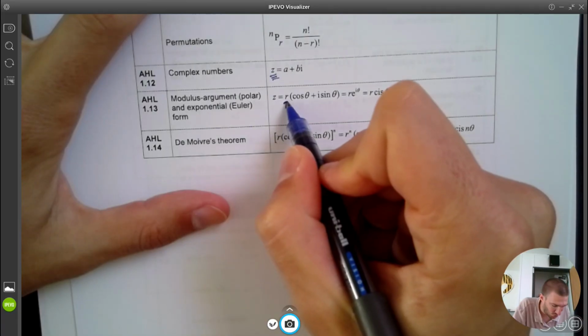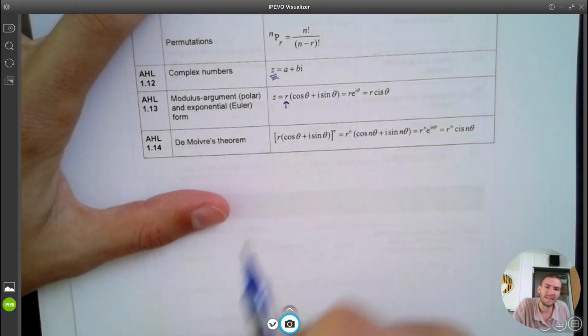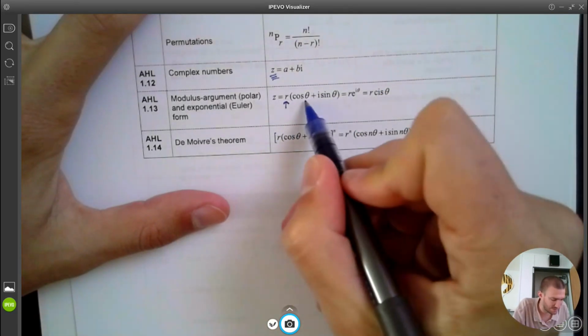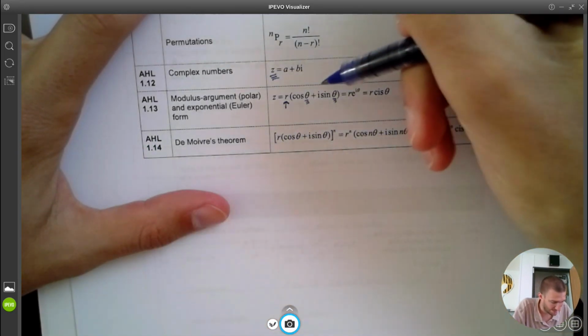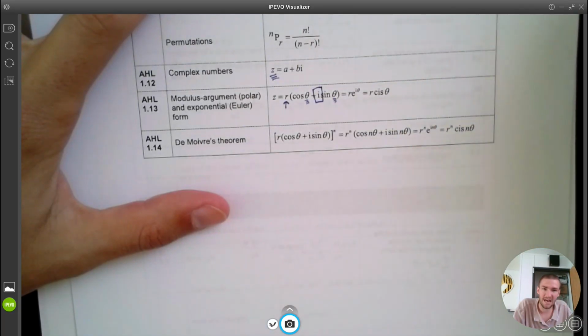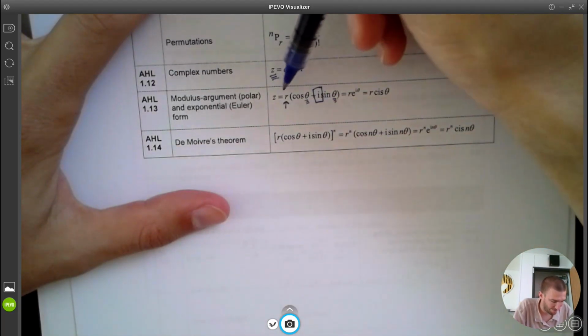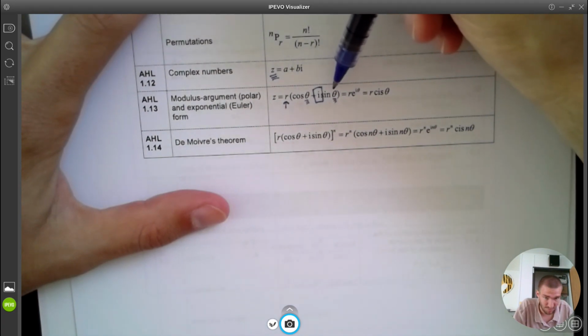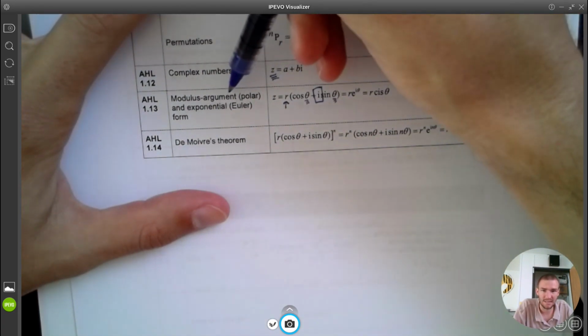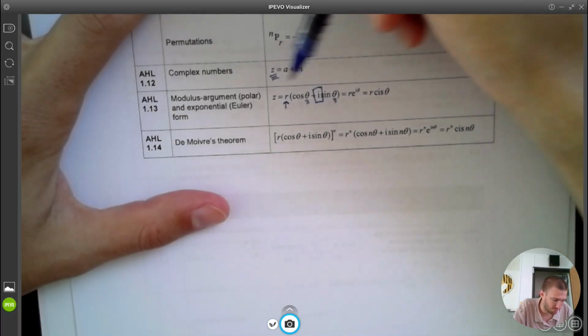If you notice this R, that's your radius. And if you notice these thetas, that's your angle. Then you can also see we have an I here. So we have a radius with a real component and an imaginary component. That's where we're getting the complex argument.